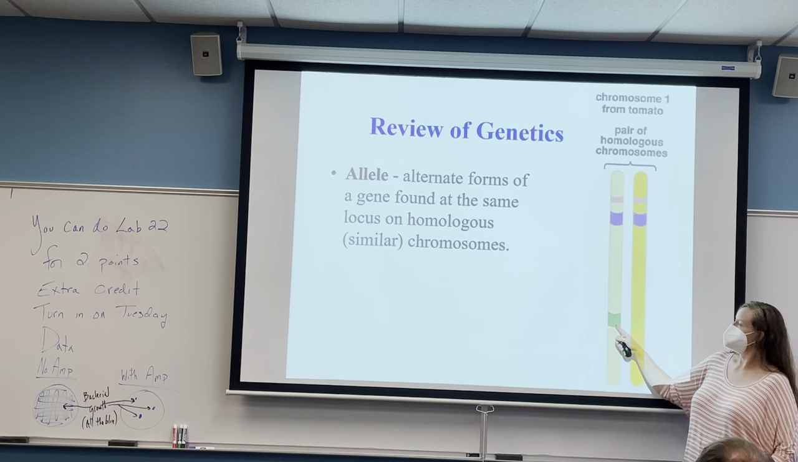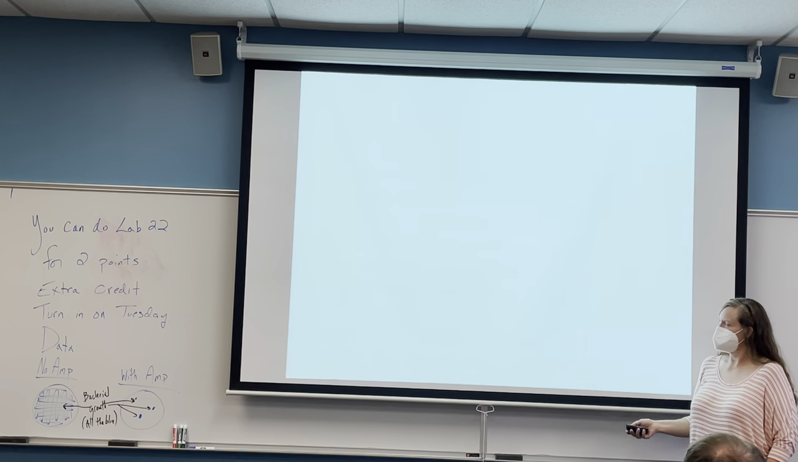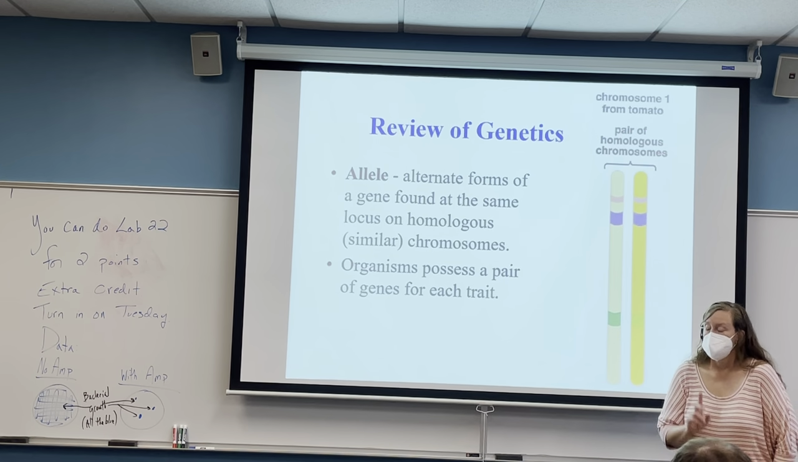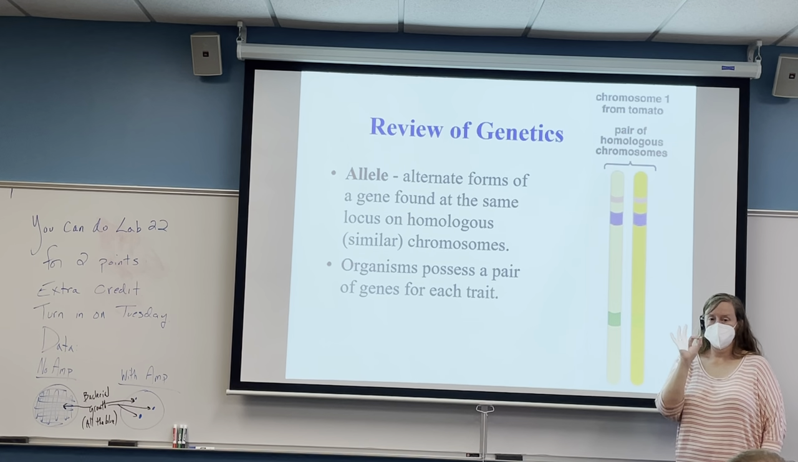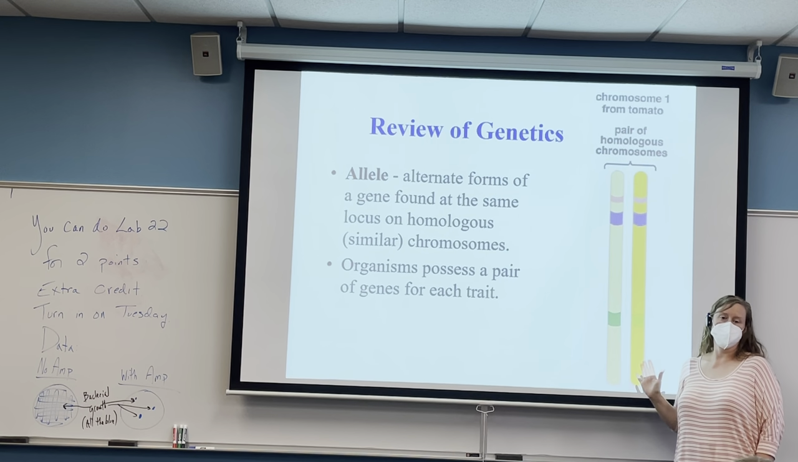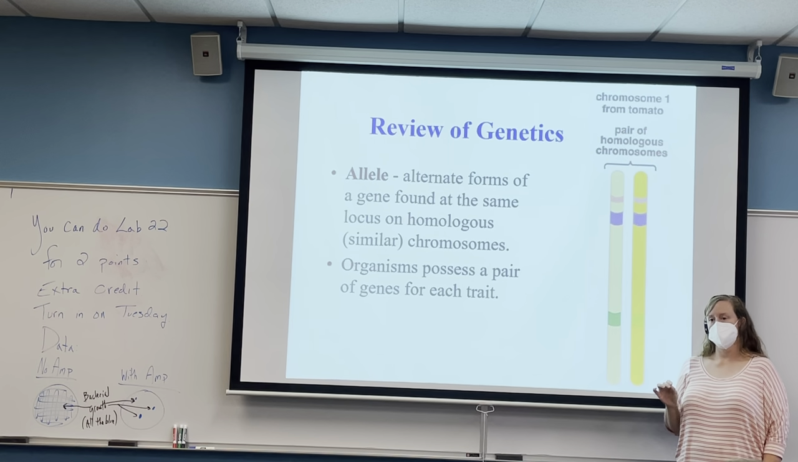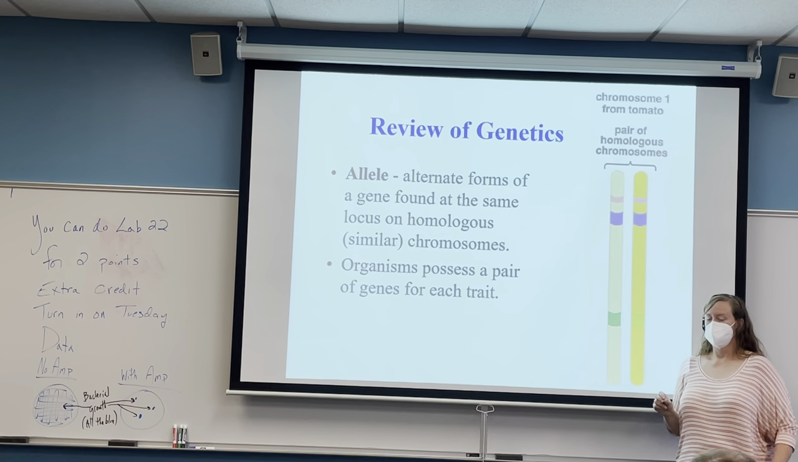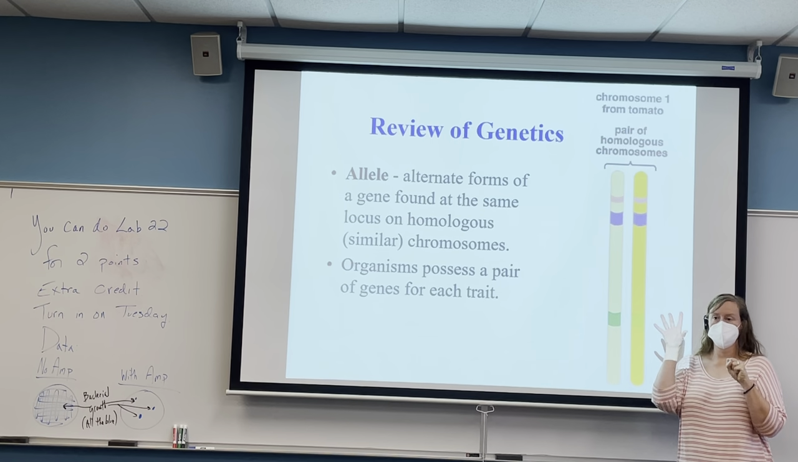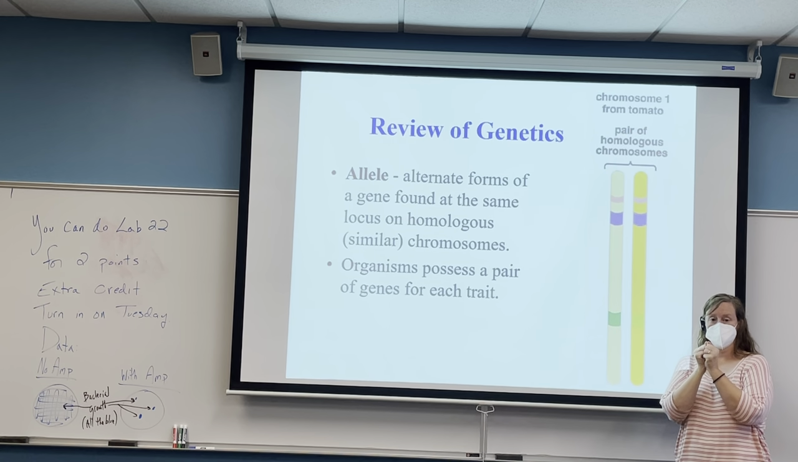So here we have a little review about chromosomes and genes. Remember, humans in any one of the cells in our body, except for sperm and egg, have 46 chromosomes. The reason you have 46 chromosomes is because you have two sets of 23. You got 23 chromosomes from your biological mom in the egg, 23 chromosomes from the sperm in your biological dad. 23 and 23 make 46.